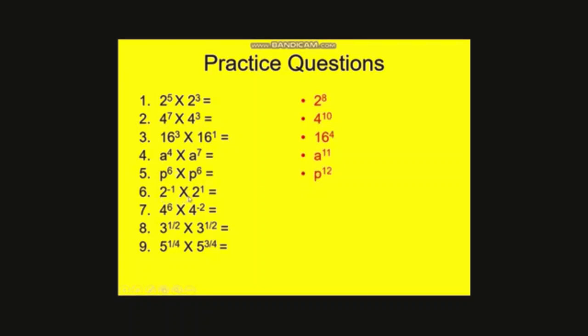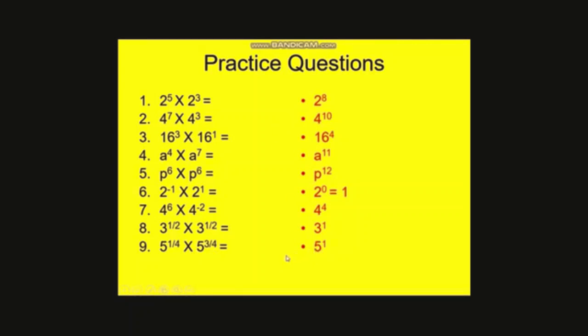Here I've got a base of 2, and I've got minus 1, add 1. Well, minus 1, add 1 is 0. So I've got 2 to the power of 0, but we've already learnt that that's 1. Here the base is 4. Now 6 add negative 2 is the same as taking away 2. So that's 4 to the power of 4. Base of 3, a half plus a half is 1. So it's 3 to the power of 1 or 3. And here we've got a quarter plus 3/4. So it's 5 to the power of 1, which is just 5. So hopefully you got those right.